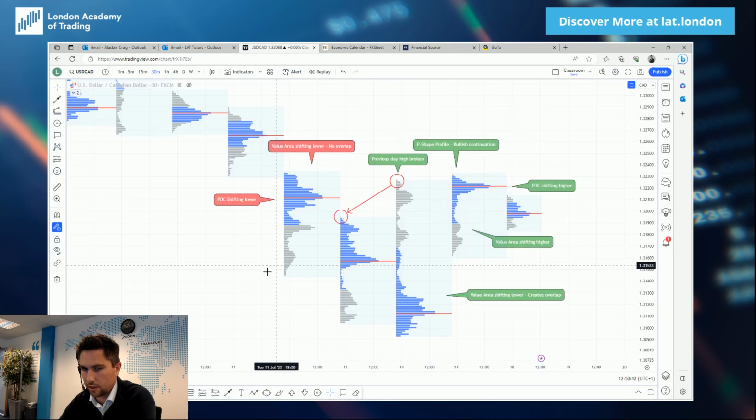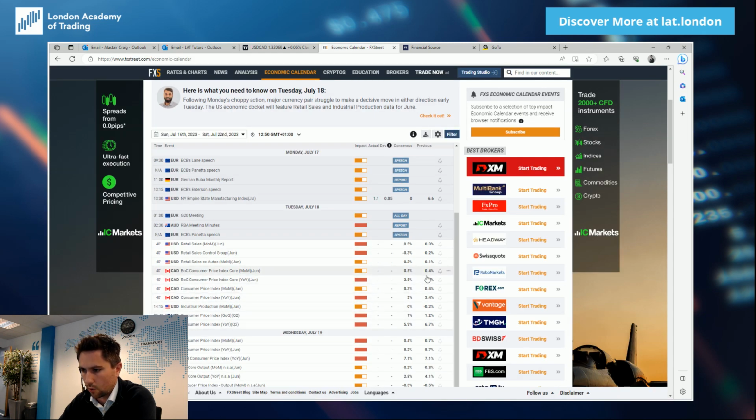However, it is worth having a look here at dollar CAD, looking at some of the volume profiles and the way that it's shaped up, and perhaps some opportunities for a bit more Canadian weakness to come, which would be the expected result of a lower inflation print that's going to make the Bank of Canada slightly more dovish.